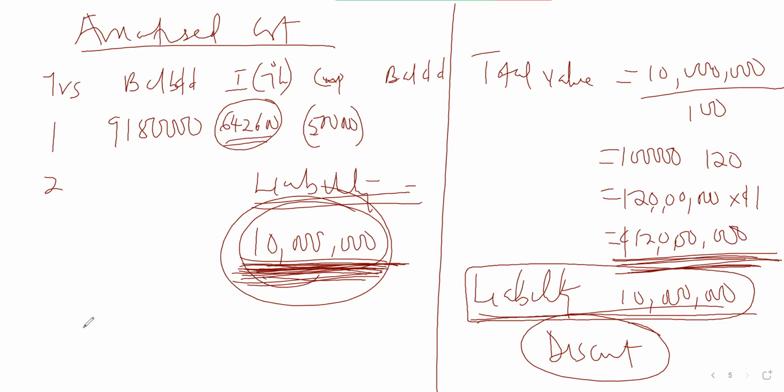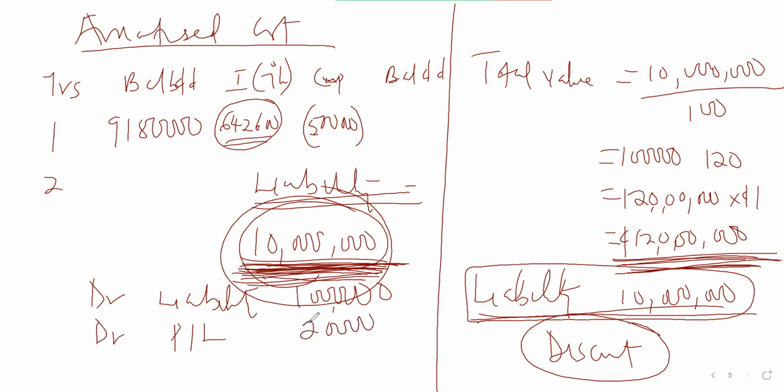So the entry will be: you debit your liability to remove the 100,000. Then you debit your profit or loss, which is a discount of 200,000.